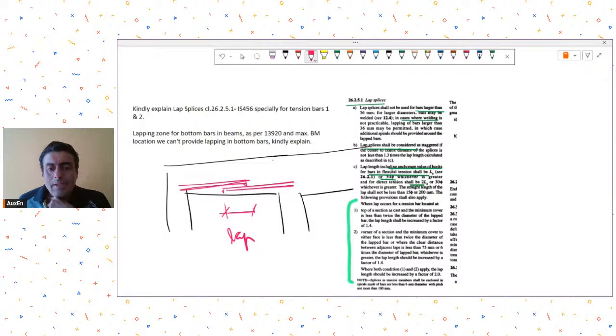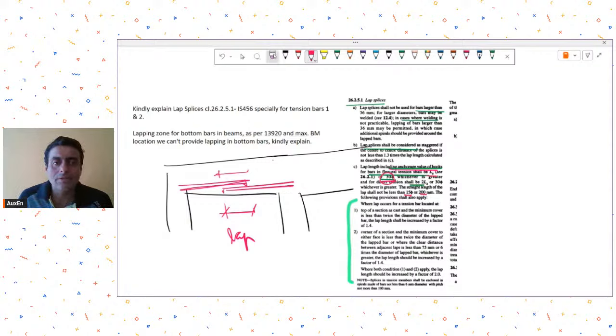So lap length including the anchorage value of hooks for bars in flexural tension shall be LD or 30 times bar dia. Let's say I don't have any hook right now, so I will have to provide 30 times bar dia or LD as my length. If I had a hook, then I could take the hook length also in this LD or 35 requirement, out of which 15 times bar dia or 200 had to be the straight lap length over here.